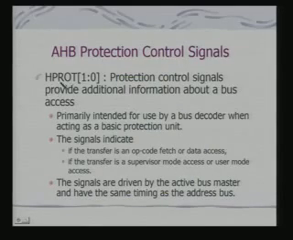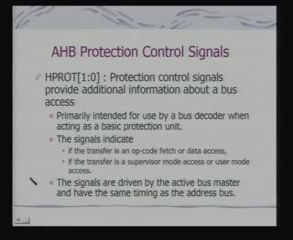You have seen that there were signals called HPROT. In fact, this is a point we have not discussed earlier. These are called protection control signals, and they provide additional information about a bus access. It is primarily intended for use by a bus decoder when acting as a basic protection unit. Okay. So, the signals indicate if the transfer is an opcode fetch or data access, and if the transfer is a supervisor mode access or user mode access. The signals are driven by the active bus master and have the same timing as that of the address bus. Okay. So, these are protection information and we call these protection data.